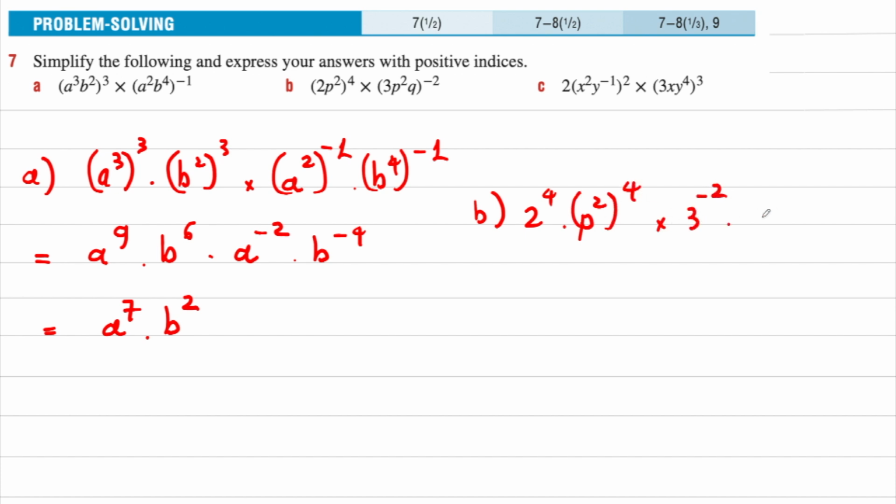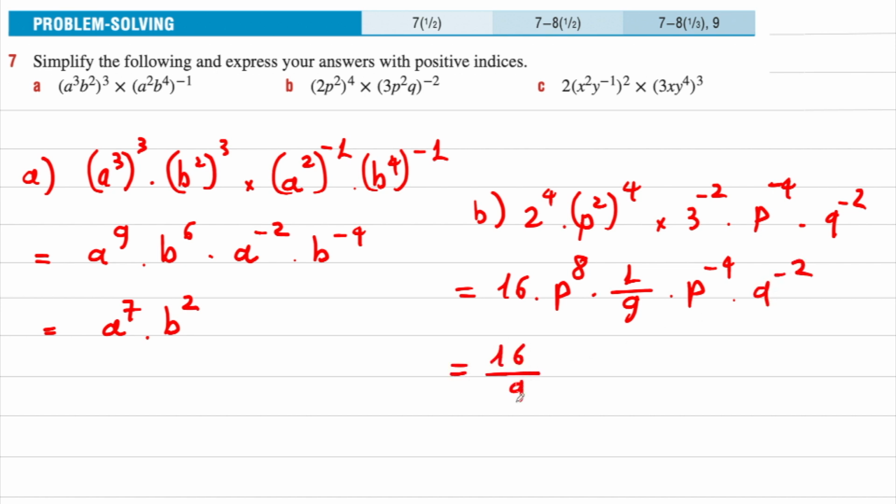About B, you've got 2 to the power of 4, b squared over 4 like here. 3 to the power of minus 2, p to the power of minus 4, and q to the power of minus 2. This one is 16, p to the power of 8, 1 over 9, and p to the power of minus 4 and q to the power of minus 2. Simplify this, the constant number 16 over 9, and you've got p to the power of 4 here, and 1 over q squared. Yes, 16 times p to the power of 4 over 9 q squared written this way. Yeah, that is question B.